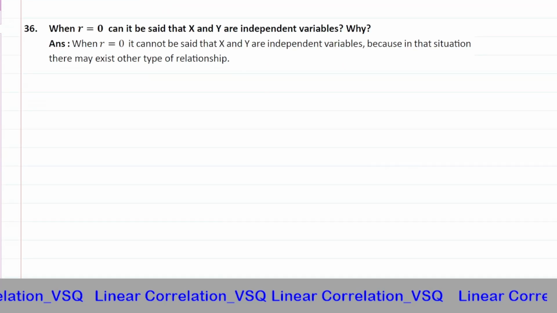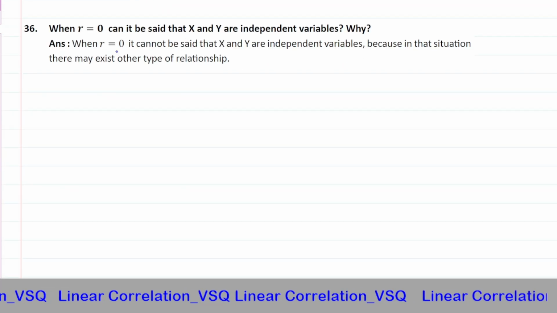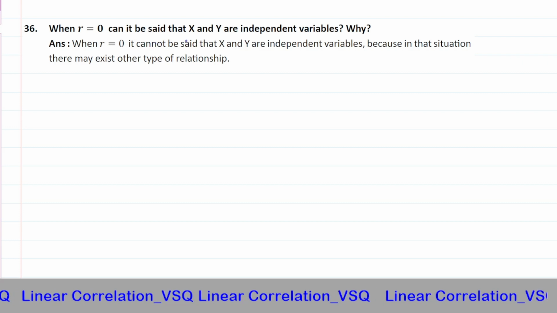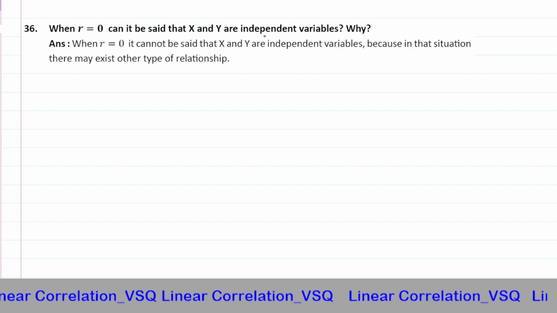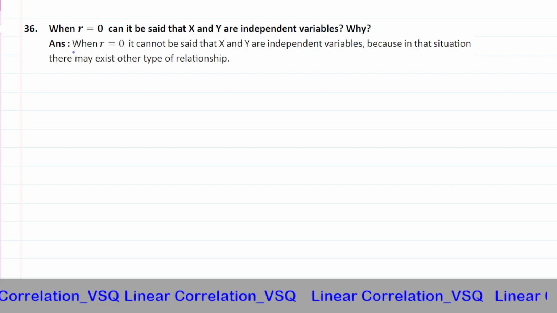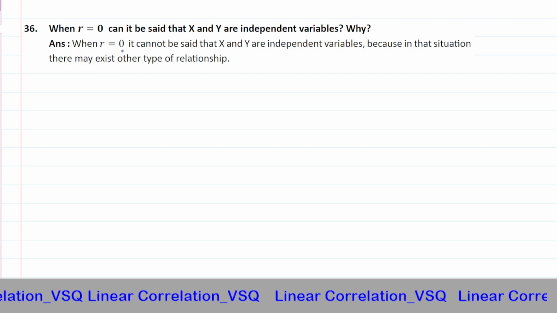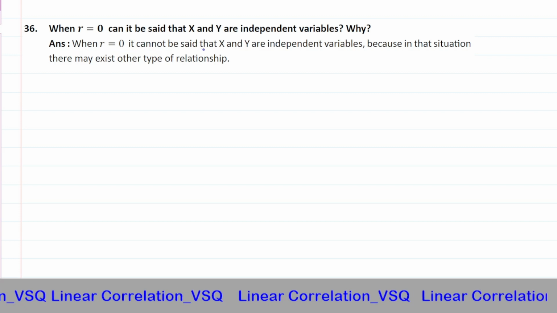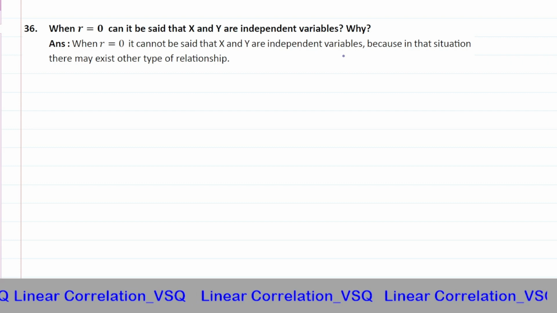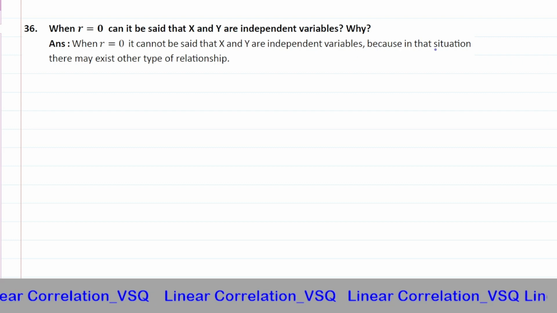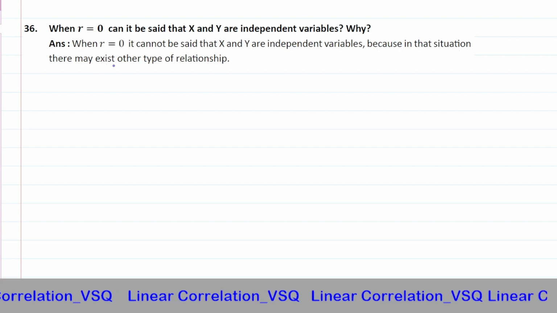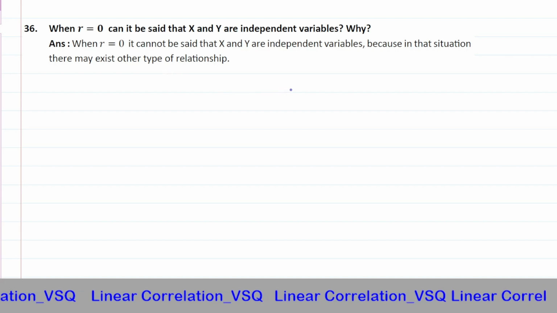Question 36. When r equal to 0, can it be said that x and y are independent variables? Why? The answer is when r equal to 0, it cannot be said that x and y are independent variables, because in that situation there may exist another type of relationship.